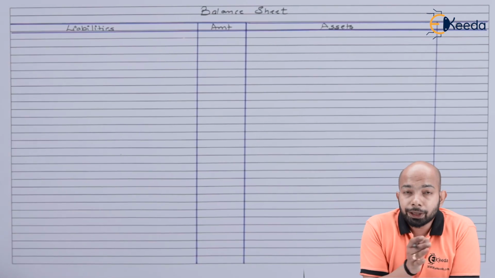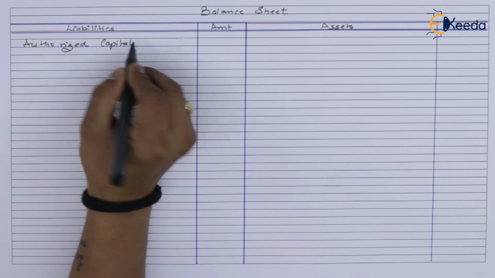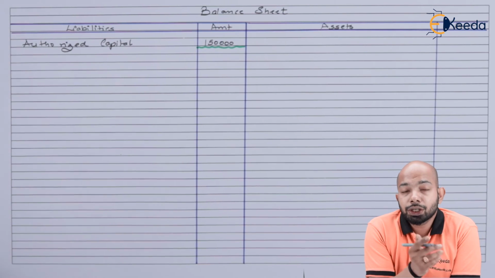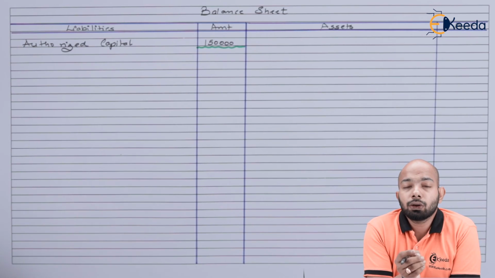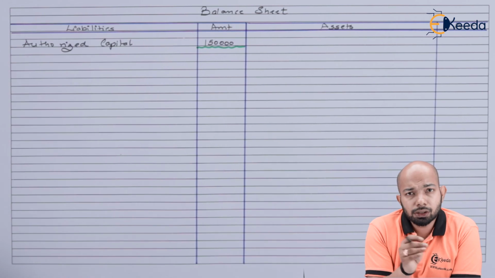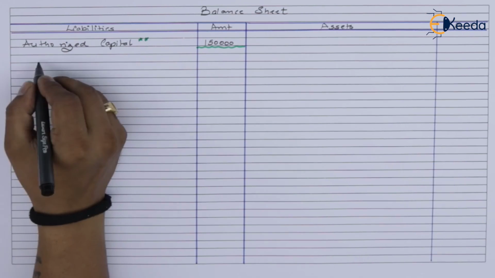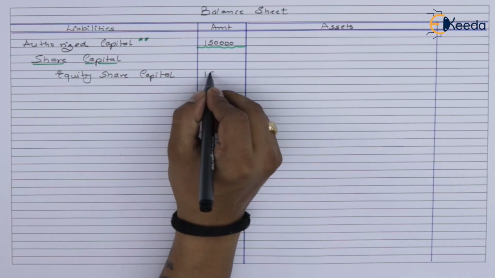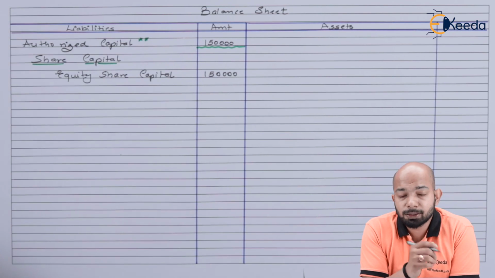Now, the first item that we'll be mentioning here is the share capital balance. As the authorized capital has been mentioned in the question, hence it is a part of this balance sheet. However, that total is not supposed to be incorporated in the balance sheet total here. It is just for additional information, marking it as star point. Now the next item that we'll be mentioning is the equity share capital. So the total of equity share capital what we had was 1,50,000, which has been mentioned here.